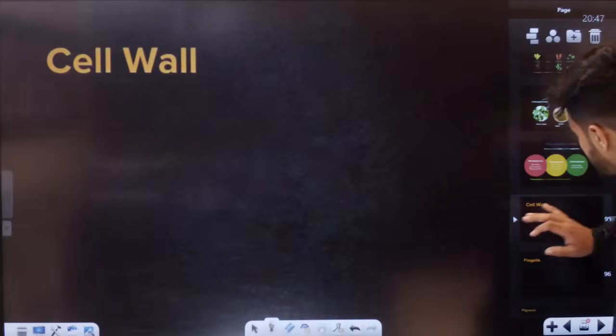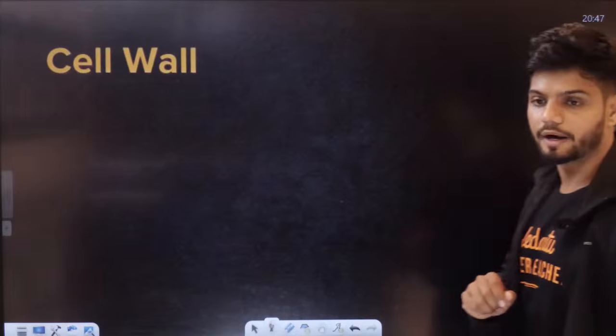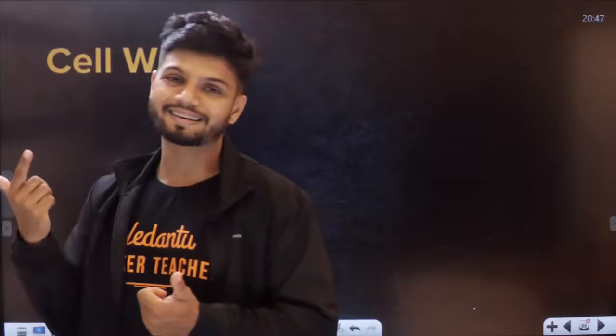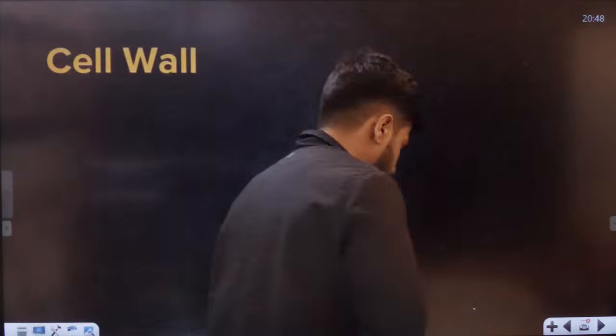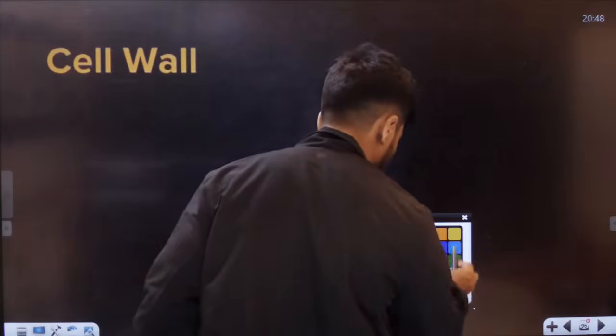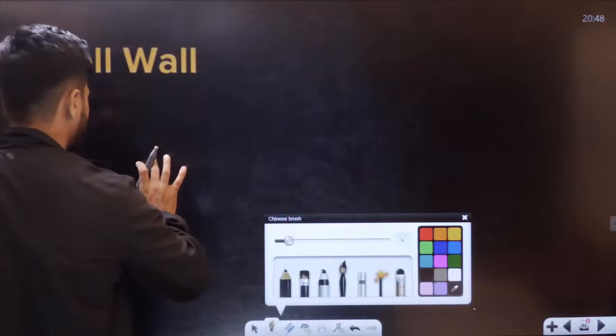Now before we go ahead, students, let's start to discuss a few general features, or the characters, of each class of algae. What type of cell wall do we find in green algae? What type of cell wall do we find in brown algae? What do we find in red algae? Let's start. First things first.